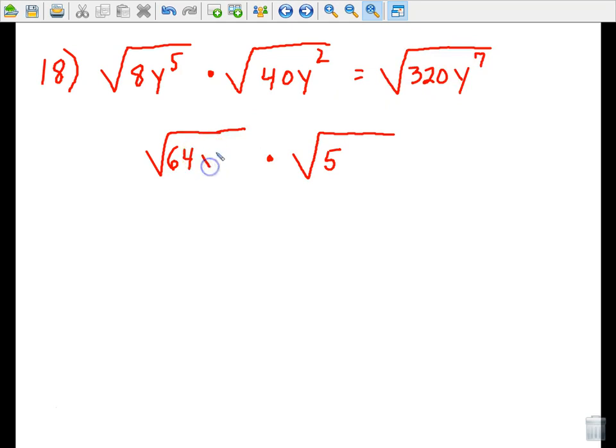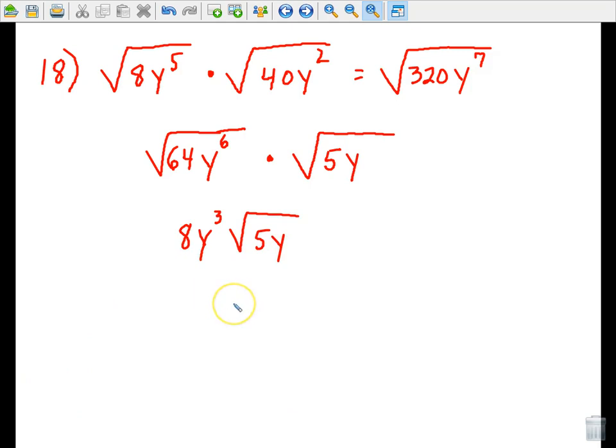So the best I can do is represent this as y to the 6th. 2 does go into 6 evenly, but then I'm going to have to make this y to the 1st. So when these two multiply together, it equals y to the 7th. So my left radical, when I simplify this left radical, the square root of 64 is 8. And then to do the square root of y to the 6th, I just divide. Y to the 6th divided by 2 is y to the 3rd, times the square root of 5y.